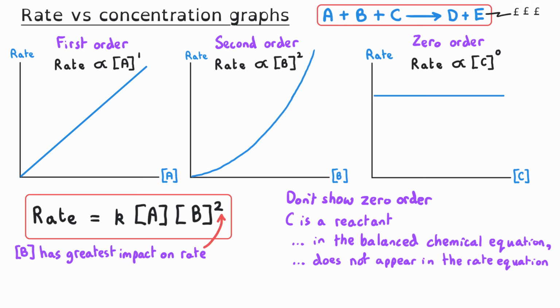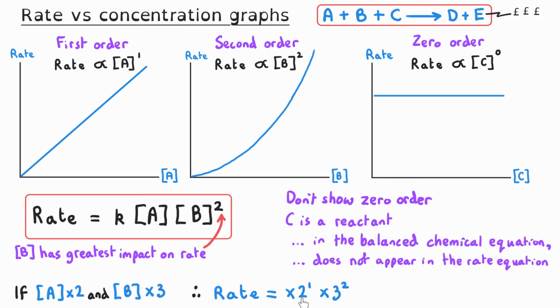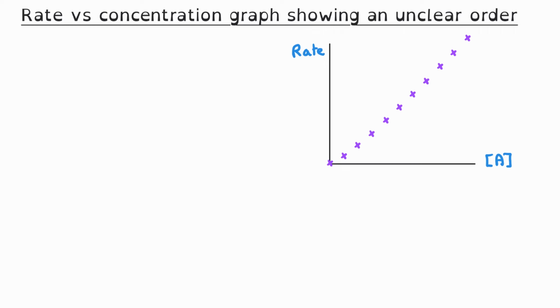And additionally, we can know what would happen if we were, for instance, going to double the concentration of reactant A and triple the concentration of reactant B. The rate of reaction would be multiplied by 2 to the power 1 and 3 to the power 2. In other words, 2 multiplied by 9. And so the rate of reaction would in fact be 18 times larger on this occasion. Sometimes a graph of rate of reaction against concentration can have an unclear shape.